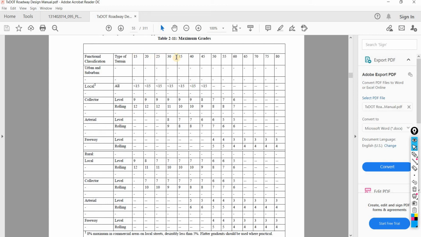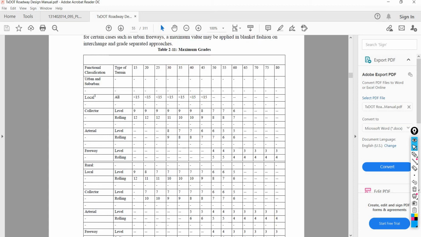And here is the design speed in miles per hour. So once you have this information, the type of terrain and the design speed, then you can select the maximum grade. And all these values here are the maximum grades.